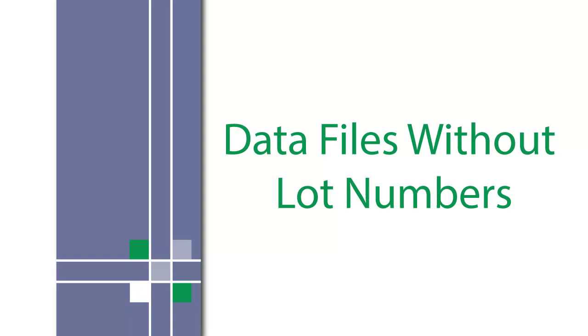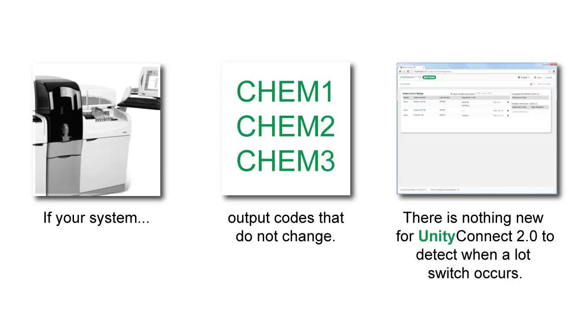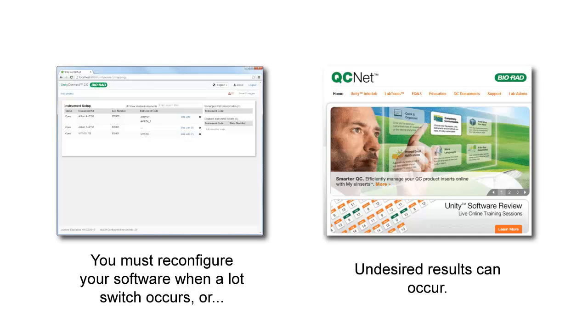However, a small segment of customers should follow a different process than the one that was just described. Most laboratory systems output lot numbers. UnityConnect 2.0 detects new lot numbers and prompts the user to configure the new lots. However, if your system does not output lot numbers, it outputs codes that do not change. This means that there is nothing new for UnityConnect 2.0 to detect when a lot switch occurs. You must reconfigure your mapping when a lot switch occurs.